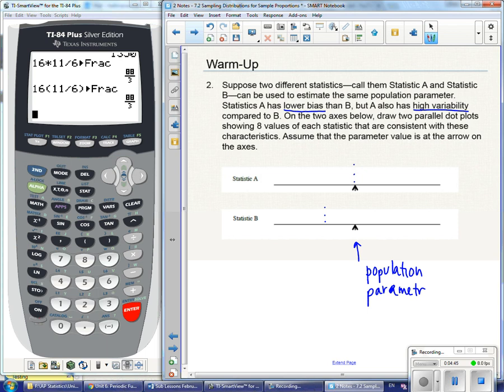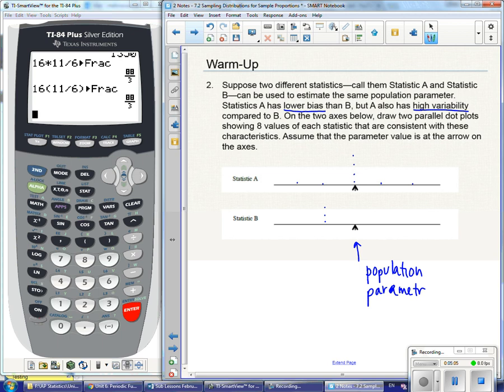And so I've gotten 3 for each so far. I also know that A has high variability. So with A, I want to make sure that my dots are really spread out. So I have 5 more dots to give. I'm going to go ahead and put 1 more here, and then I'm going to evenly spread the rest of them out. So there's my 8 dots.